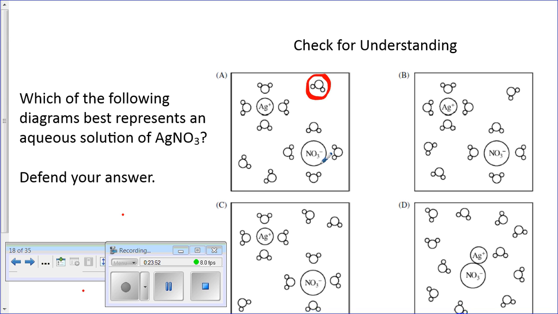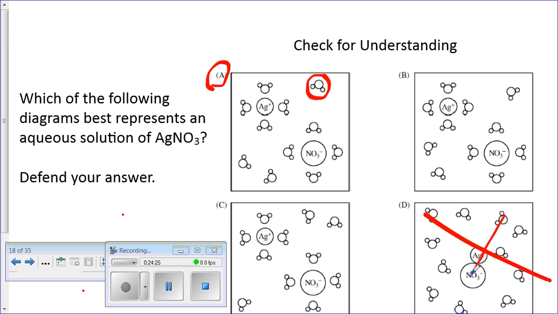And if we look at our choices, the best choice, I'll give you a minute to think. The best choice here is A. D is completely wrong because this is showing the silver ion and the nitrate ion not even dissociating from each other, and we know that that's false. They will dissociate. So D is completely out. That would be the first one that I'd rule out.